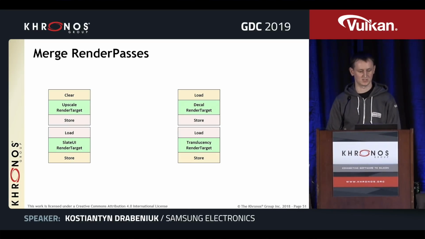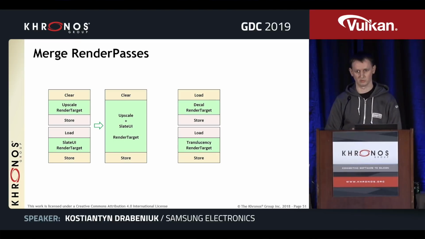But the problem is that Unreal sets the render target before each pass, like here for upscale with a clear operation and for Slate UI with a load operation. It means that the hash value for Slate UI will be different compared to upscale, and a new render pass will be started. Breaking a render pass also adds some extra store and load operations. To avoid this, logic was added to the compatibility checking, and the render passes were merged.